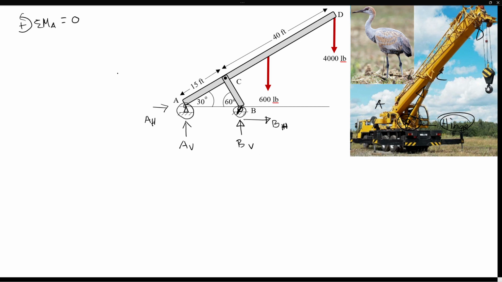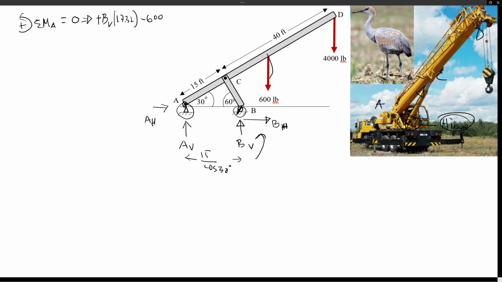So if you take moments, the BV, the vertical component, with respect to A will do a counterclockwise moment. So that's going to be positive. So we can write here plus BV times the distance. So it is the distance from A to this B force, which is 15 divided by cosine 30 degrees. So I found that 17.32 foot, and then 600 will do clockwise moments.